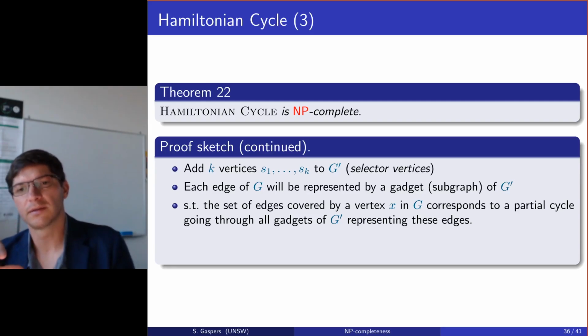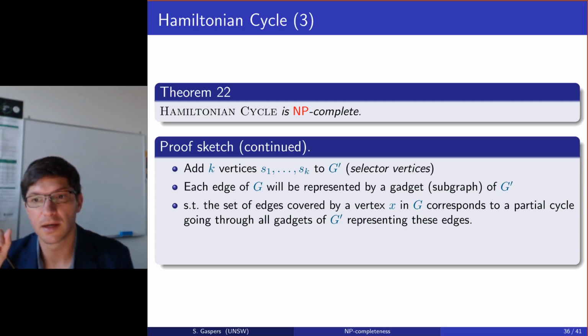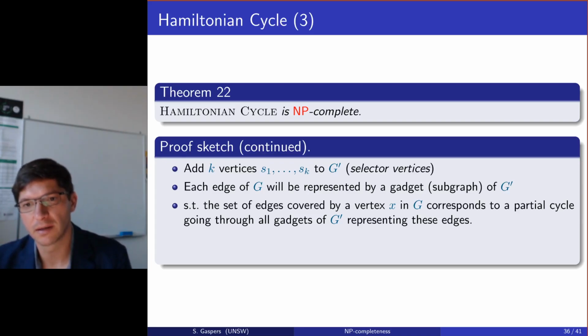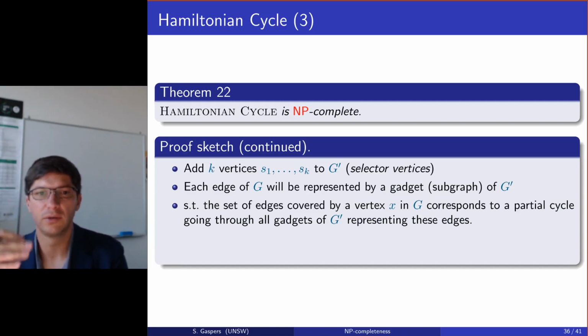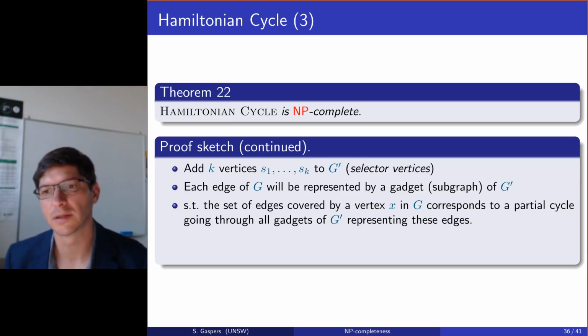And we want to make it in such a way that the set of edges that are covered by a vertex x in G corresponds to a partial cycle going through all gadgets of G prime that represent these edges. So a vertex, in our vertex cover instance, covers some edges, right? And now in G prime, we need to work with the Hamiltonian cycle problem, and here we will want a part of the cycle to encode these edges that are covered by the vertex in G.